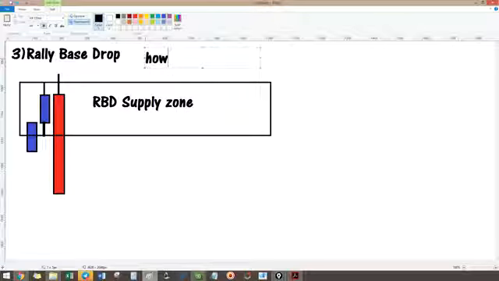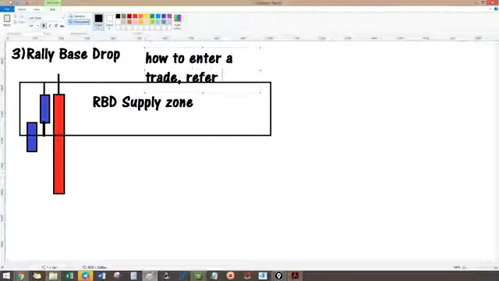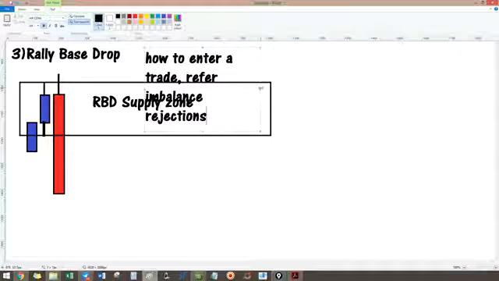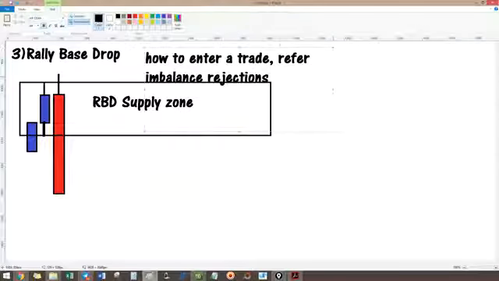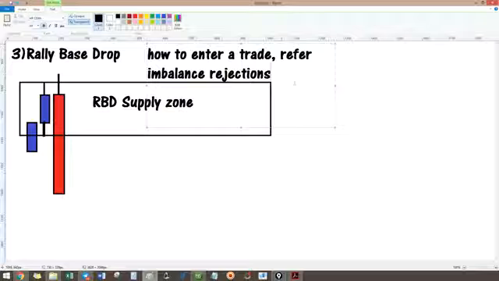How to enter a trade? Prefer imbalance rejection. Okay. So you must wait for the rejection. Do I answer your question?